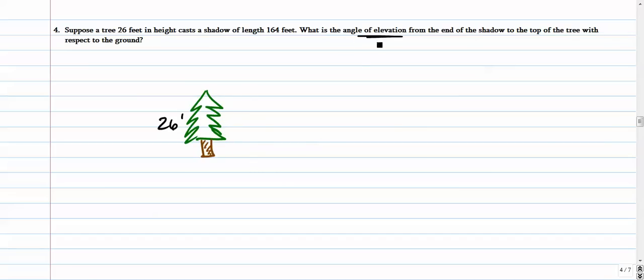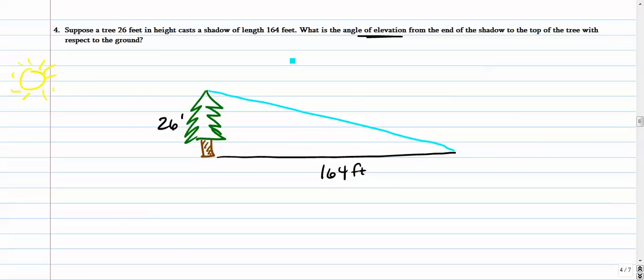The angle of elevation from the end of the shadow. Alright, so let's draw a shadow. Again, the sun is over here. The shadow is much longer this time, so that means the sun is a little bit lower in the sky. So that shadow is really long this time. That's 164 feet. And again, it's an angle of elevation problem. So we're trying to find this right in here. Let's call it delta, lowercase delta.